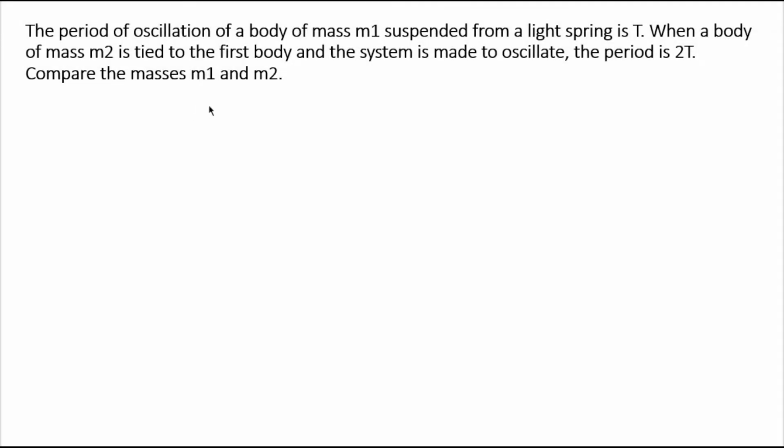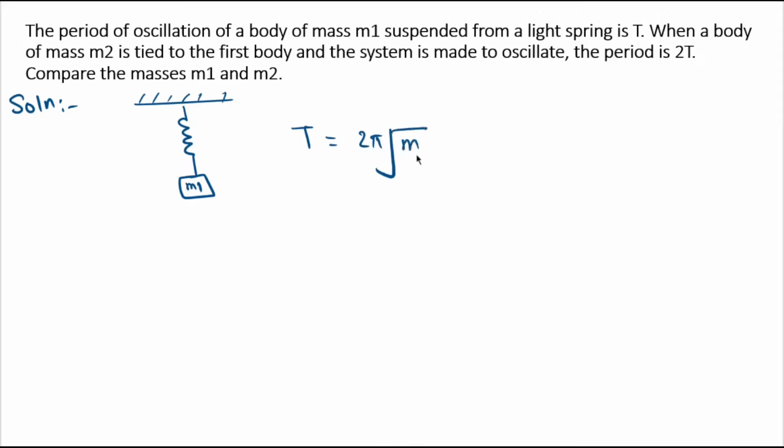The period of oscillation of a body of mass m1 suspended from a light spring is T. When a body of mass m2 is tied to the first body and the system is made to oscillate, the period is 2T. Compare the masses m1 and m2. So, solution: we have been given a body tied with a spring of mass m1, and when this body oscillates the time period is T.